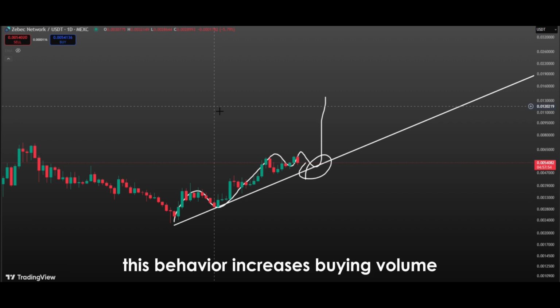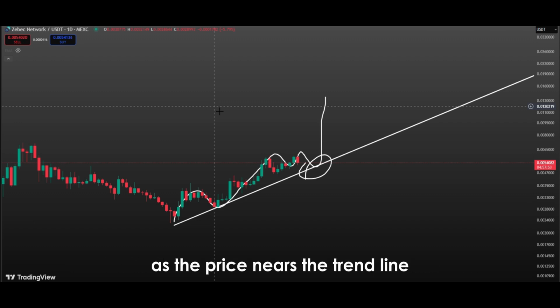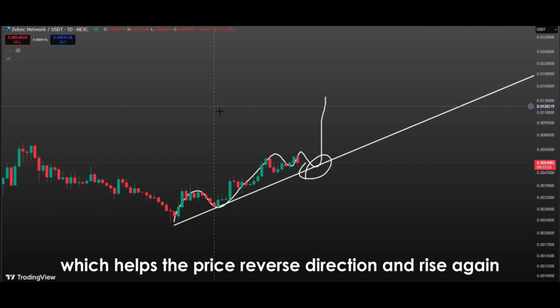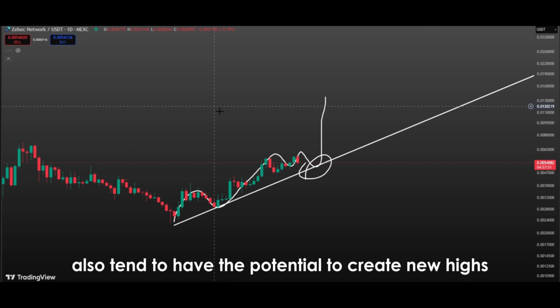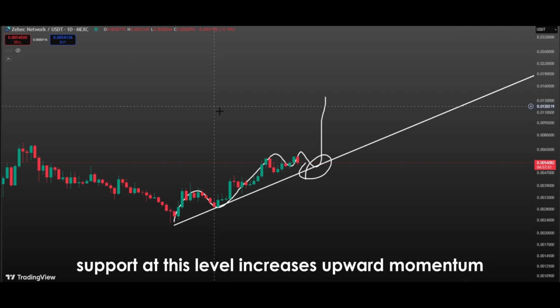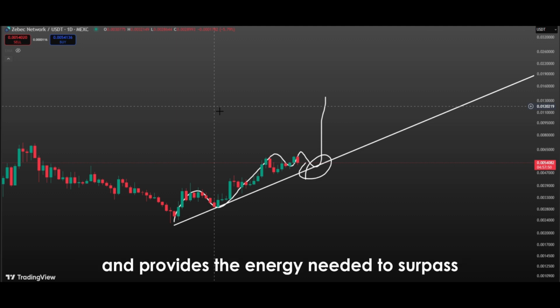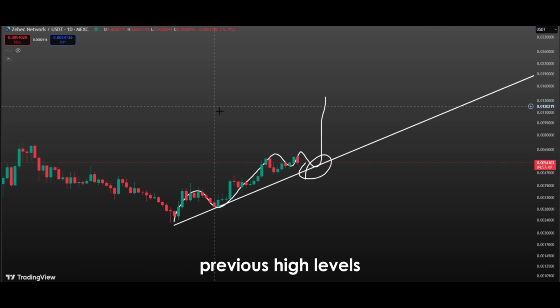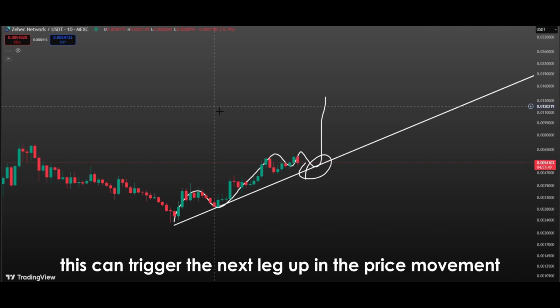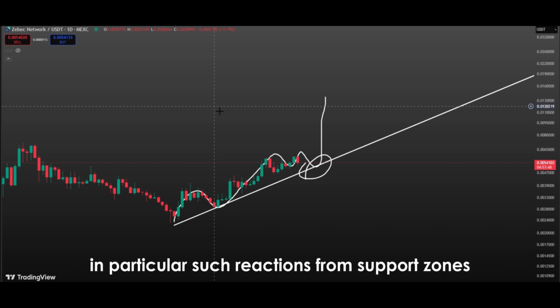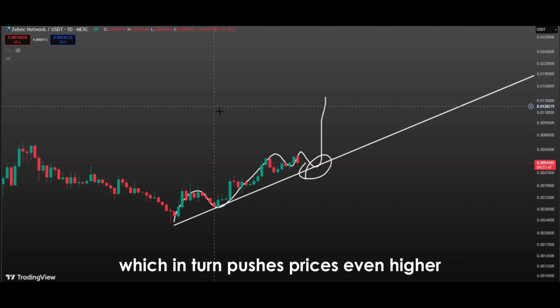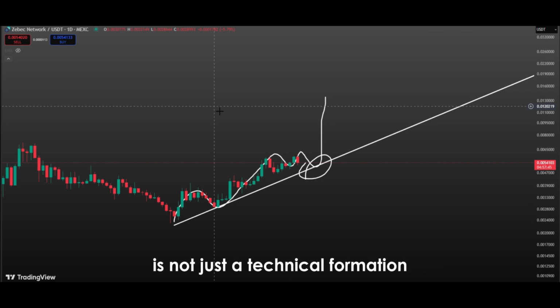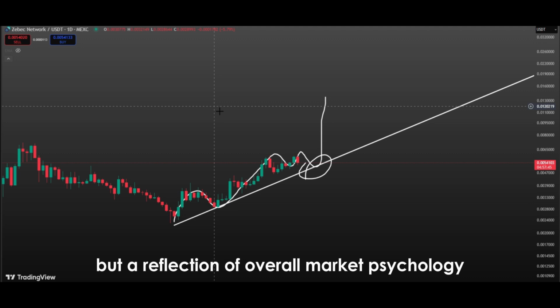This behavior increases buying volume as the price nears the trend line, which helps the price reverse direction and rise again. Prices that bounce from a rising trend line also tend to have the potential to create new highs. Support at this level increases upward momentum and provides the energy needed to surpass previous high levels. This can trigger the next leg up in the price movement. In particular, such reactions from support zones increase investor confidence in the market, which in turn pushes prices even higher. Therefore, the bounce from a rising trend is not just a technical formation, but a reflection of overall market psychology.